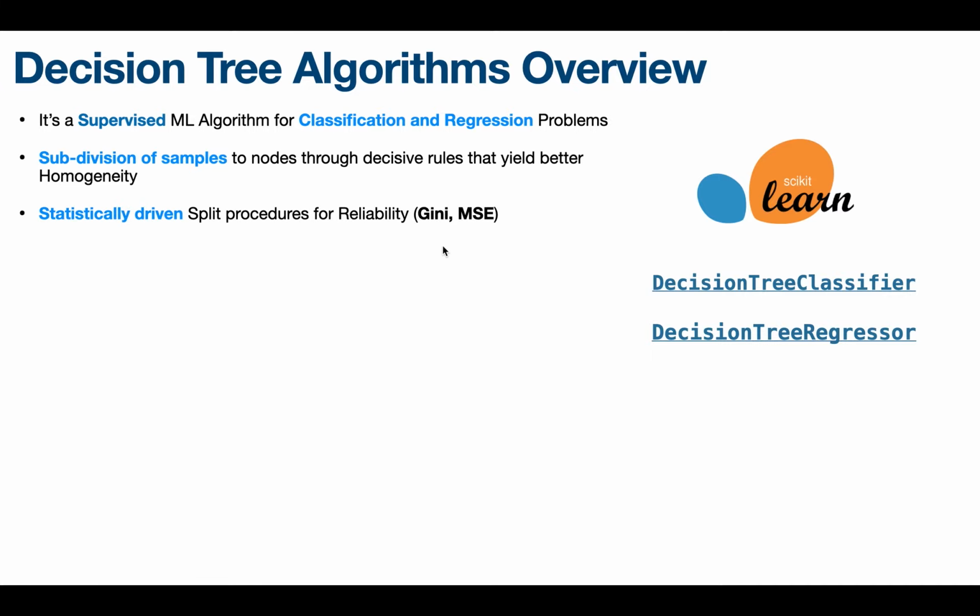And this is statistically driven, so it follows some mathematical techniques to identify how to split and on what basis to split. Some examples are Gini and MSE that I have given there. Those things we'll discuss again. But this really follows that, so that it is actually a reliable model. So it's not something where we can't clearly explain on what basis we have split and things like that.